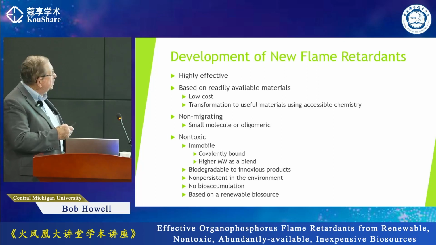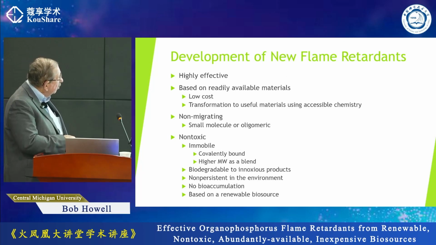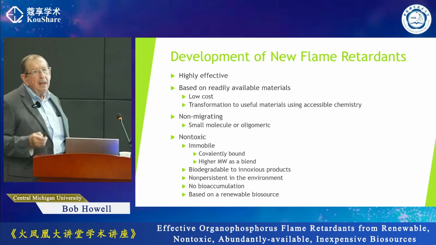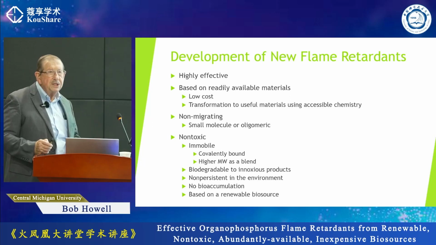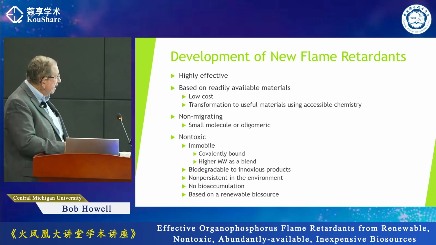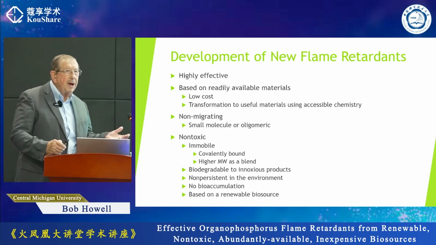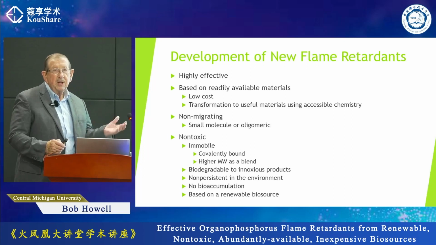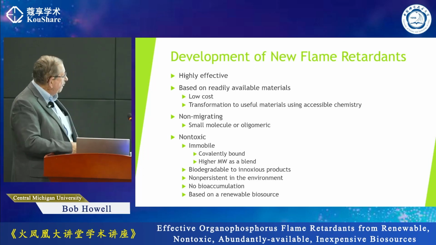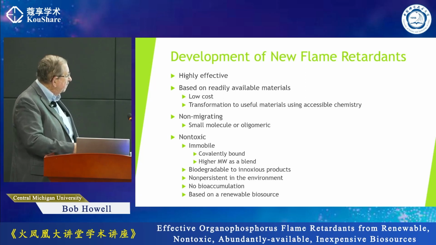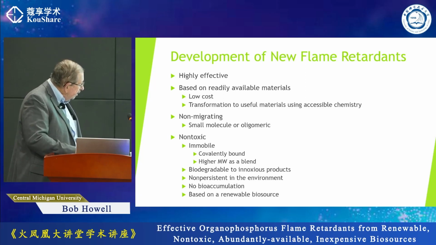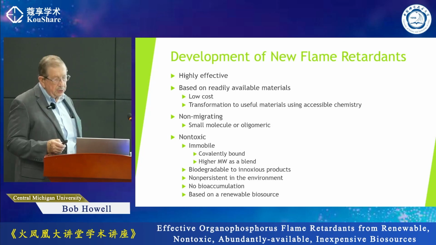And you get that two ways. One is if they're reactive and can be covalently bound, or if you use oligomeric materials, then you can blend them in, get a blend in which the flame retardant doesn't migrate. If it gets out, you want it to biodegrade to innocuous products. So something that organisms in the soil or the water can assimilate and like to eat. So non-persistent in the environment. Where do you get those? You get them from a renewable biosource.